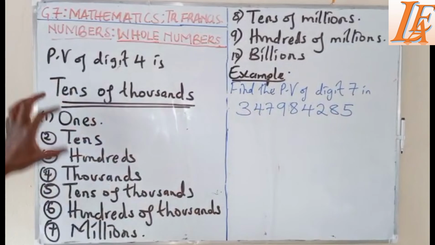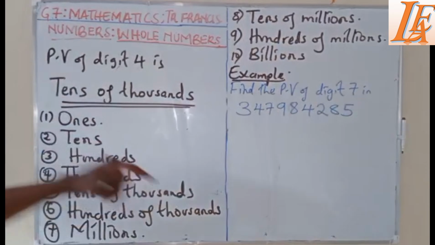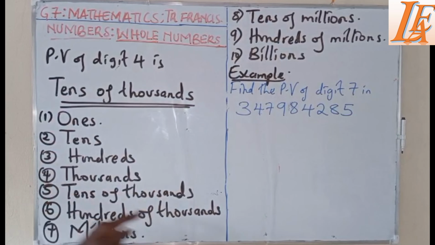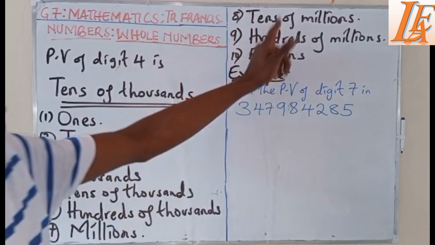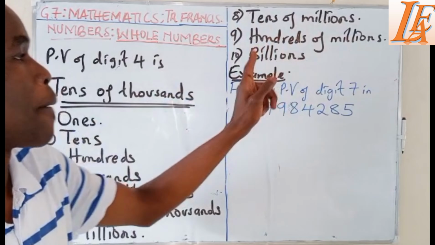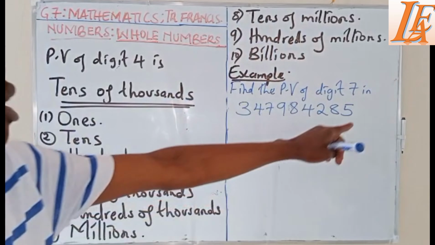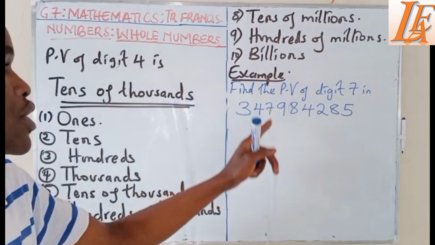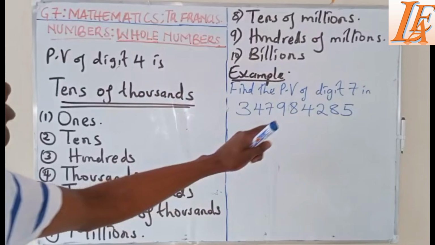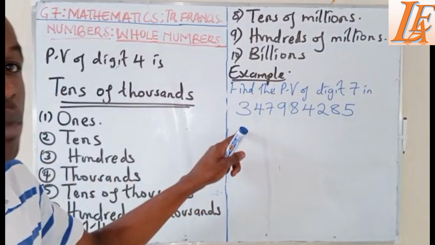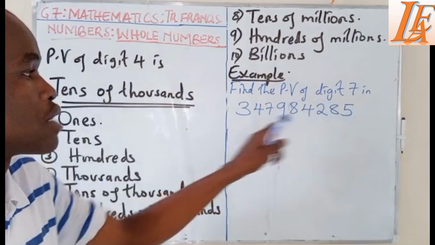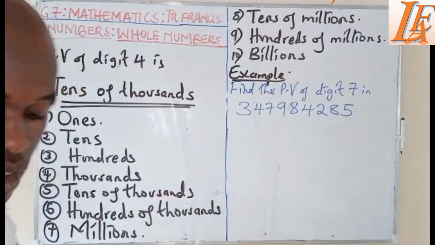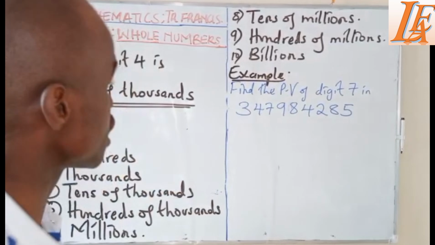Having known the various place values up to billions, with the first one being ones, tens, hundreds, thousands, tens of thousands, hundreds of thousands, millions, tens of millions, hundreds of millions, billions, we can find the place value of all these digits. Then we look at the place value of the digit 7. In short, it is the position of 7 in this given number, and that position becomes the place value.